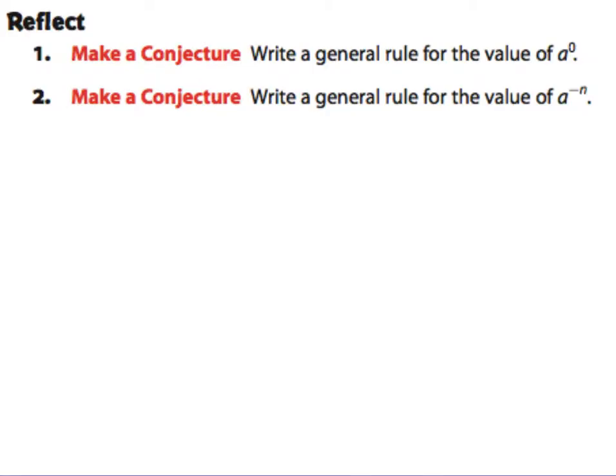Okay, so write a general rule for the value of a to the 0 power. Well, when we had 5 to the 0 power, it was 1. 4 to the 0 power was 1. 3 to the 0 power was 1. If you think about it, any number to the first power is going to be itself, and when you divide a number by itself, you're going to get 1. So for any number a to the 0 power, the answer is 1.